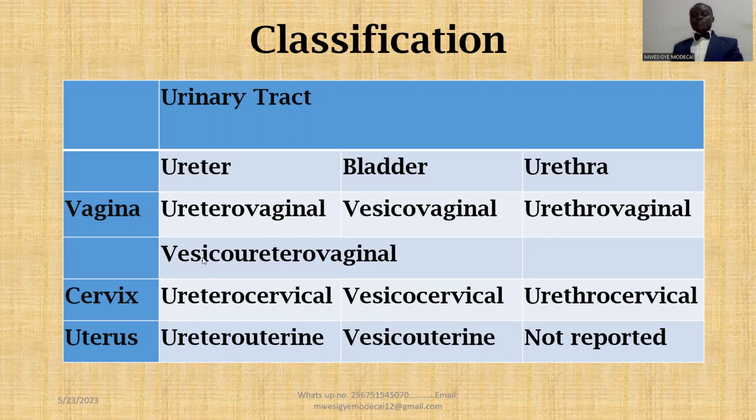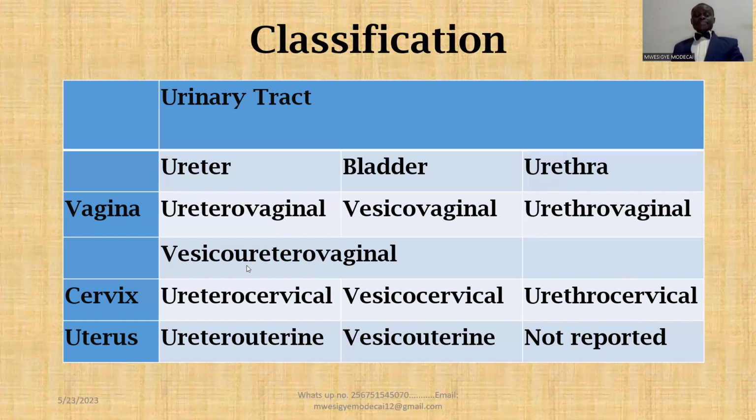Then there is a fistula which appears between the bladder, ureters, and the vagina. This one is called vesicoureterovaginal fistula. Then we have another classification, the one that appears between the cervix and the ureters. We call it ureterocervical fistula. The one that appears between the cervix and the bladder, we call vesicocervical fistula. The fistula that appears between the cervix and the urethra, we call urethrocervical fistula.